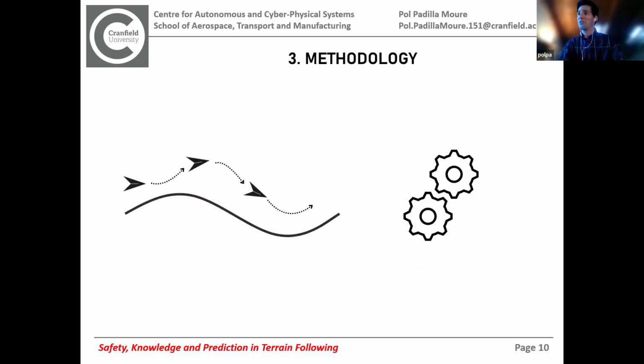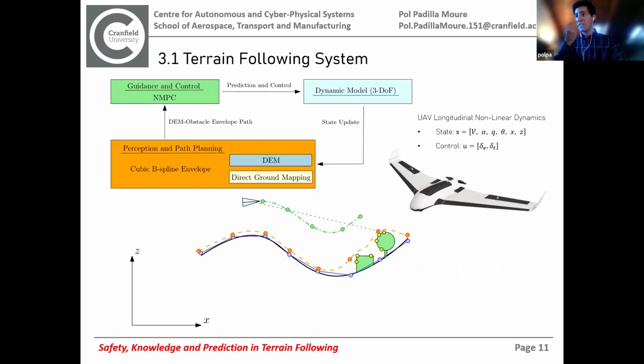Let's talk a little bit about maybe the interesting part after having placed you into context. I hope it's not too dense or I'm not going too fast. This is a dual stage system for terrain following, and as I've said repeatedly, we've got the first stage that's going to combine the DEM data and the direct ground mapping data, and it's going to do so through a cubic basis spline envelope. So this is the perception and path planning stage. And after this is done, we get the guidance and control stage that is handled by an NMPC.